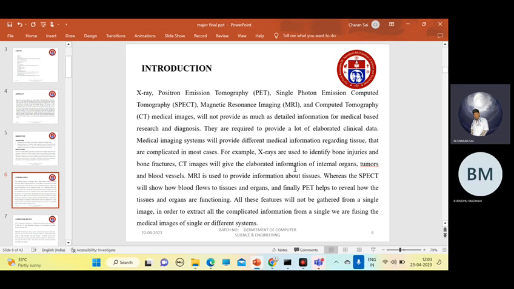For example, X-rays are used to identify bone injuries and bone fractures. CT images will give elaborated information of internal organs, tumors, and blood vessels. All these features will not be gathered from a single image, so in order to extract all the complete information, we are fusing the medical images from different systems.